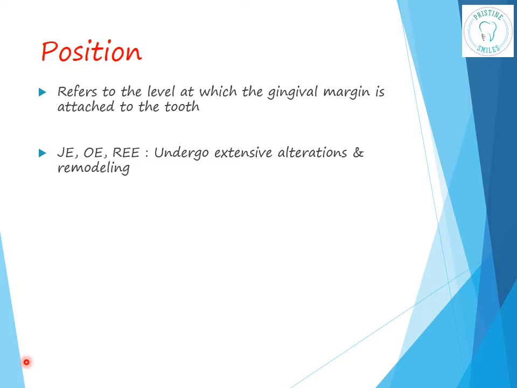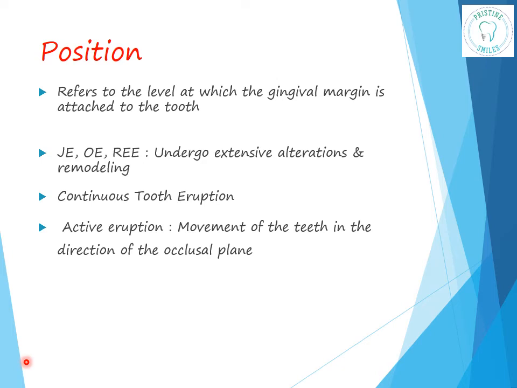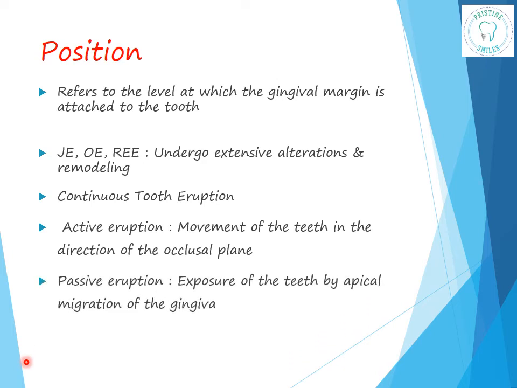Continuous tooth eruption. According to this concept, the eruption of teeth does not stop when they come in contact with their functional antagonists, but rather it continues throughout life. So there are two phases. We have the active eruption and the passive eruption. Active eruption is when the teeth move in the direction of the occlusal plane, whereas passive eruption is exposure of teeth by apical migration of the gingiva.